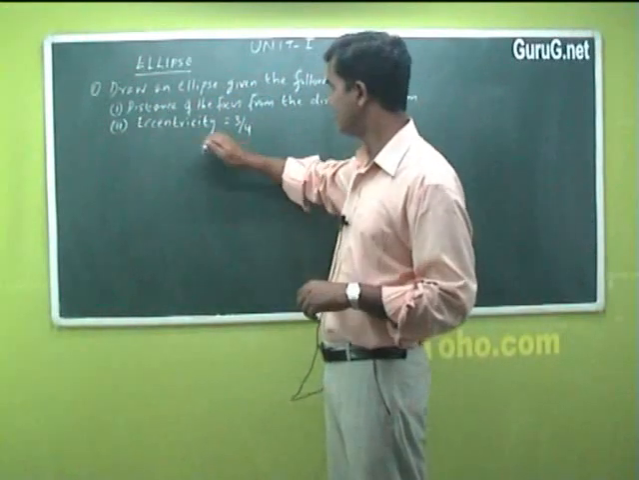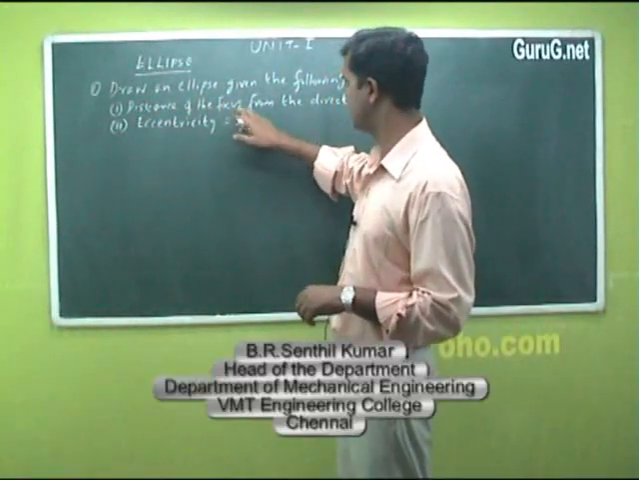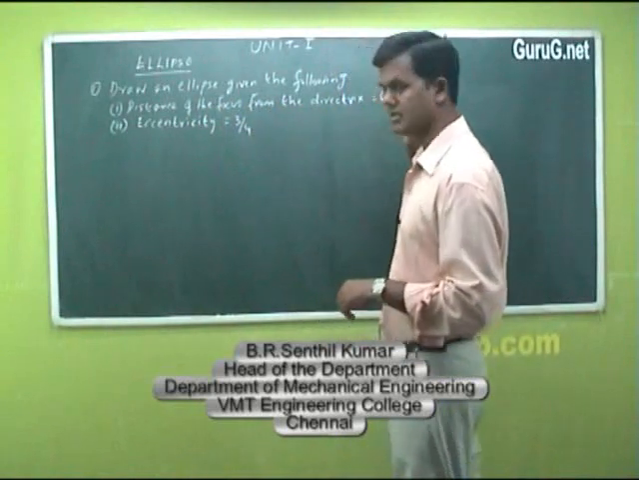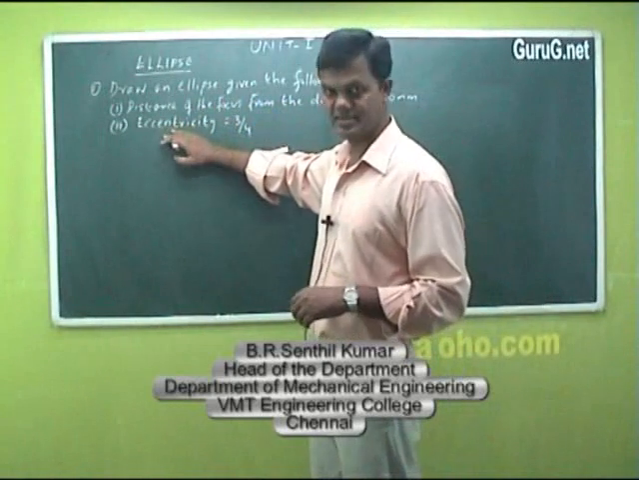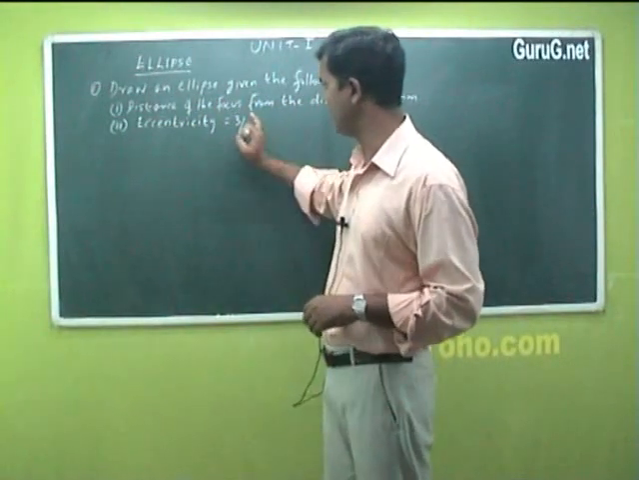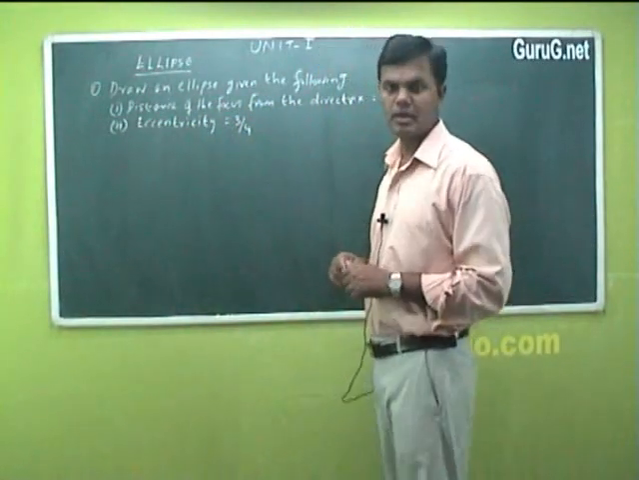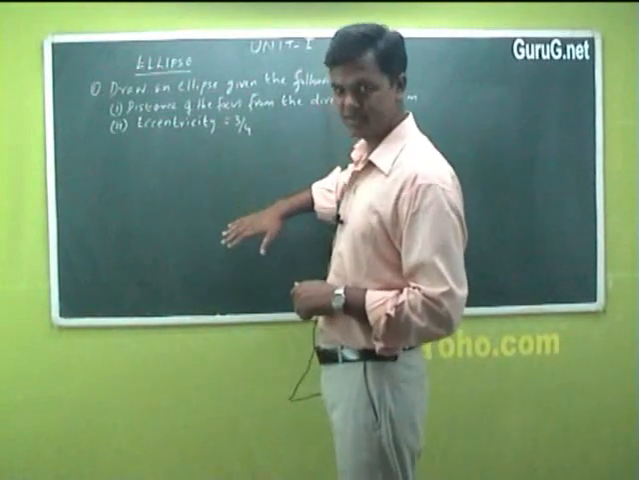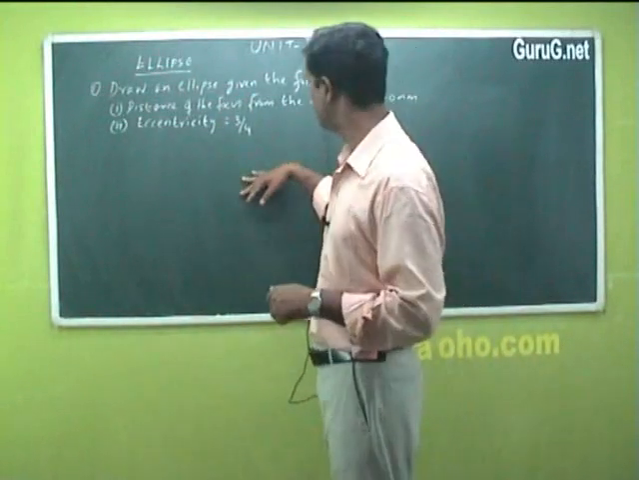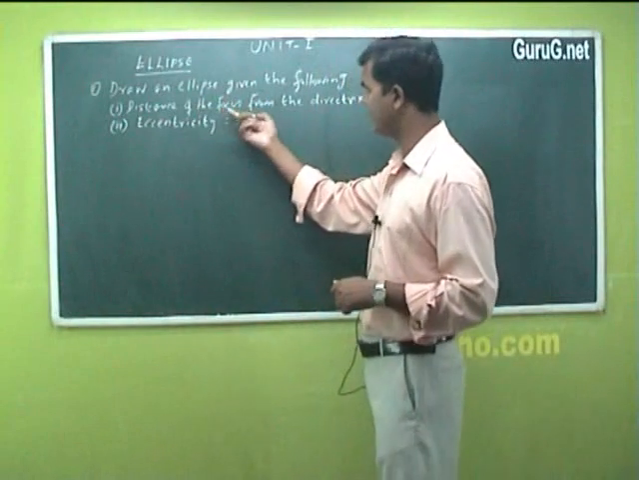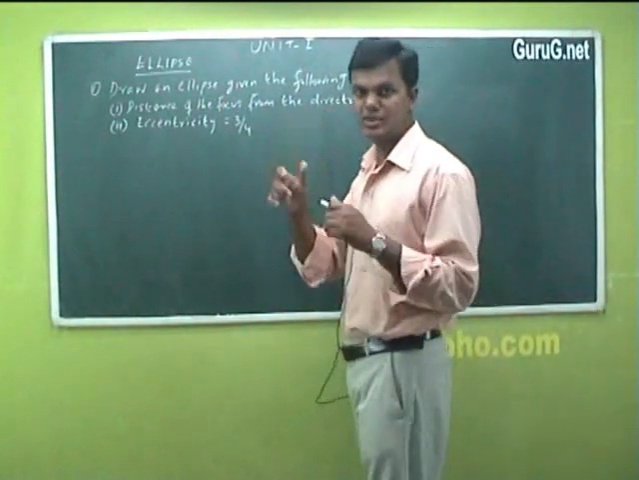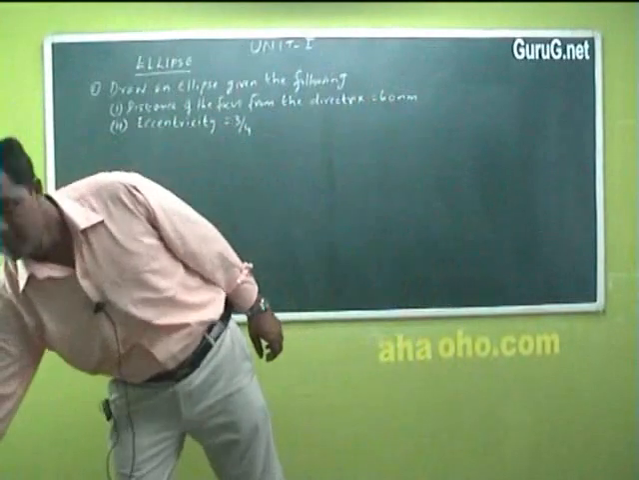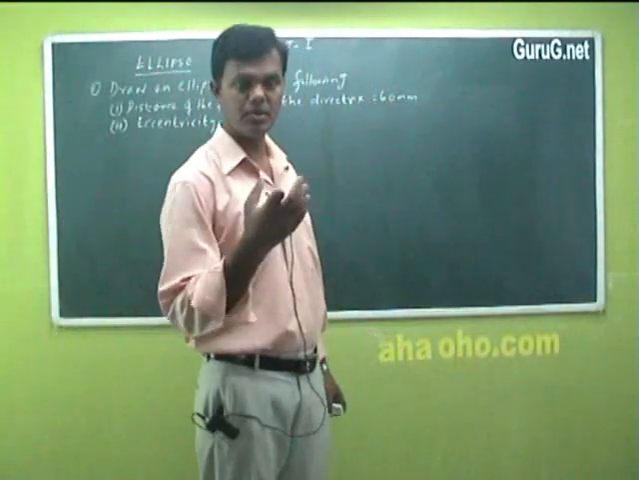The distance of the focus from the directrix is 60 millimeter, and the eccentricity is 3/4, the value 3 by 4. Now before we go to the construction, what I would like to say is about the distance of the focus from the directrix. To construct an ellipse, basically you require some parameters.